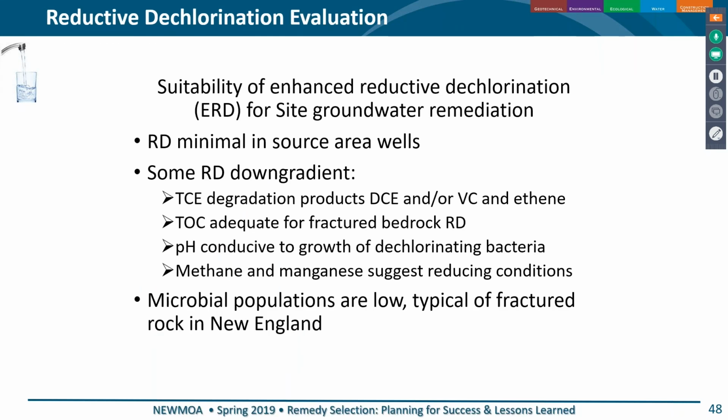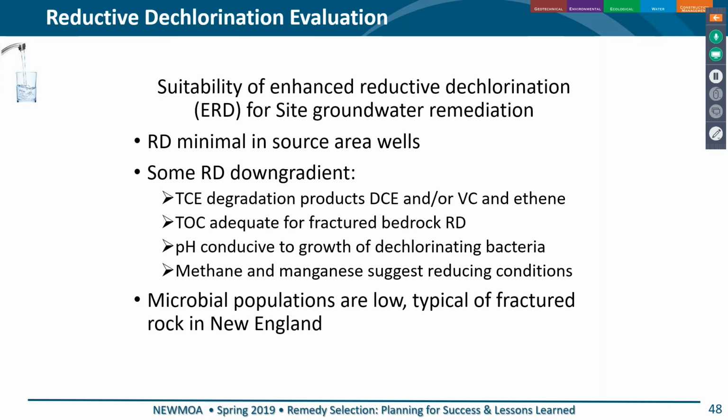We also looked at the microbial data at the site. Many of you know that reductive dechlorination is the main natural attenuation remedy for chlorinated ethenes in the environment. And naturally, we found that to be not particularly active in the source area wells because you're pumping, you've got a lot of oxygen, you've got a high redox potential, not conditions conducive for the bacteria that do the dechlorinating to grow.